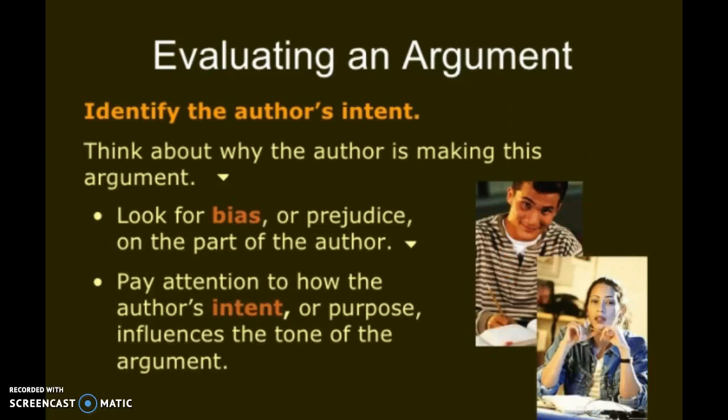So think about why the author is making the argument. If there is a bias or a prejudice on the part of the author, you should be able to recognize that and take that into account as you develop your own thoughts and opinions. You should also be paying attention to the author's intent or their purpose and how that might influence the tone of the argument.